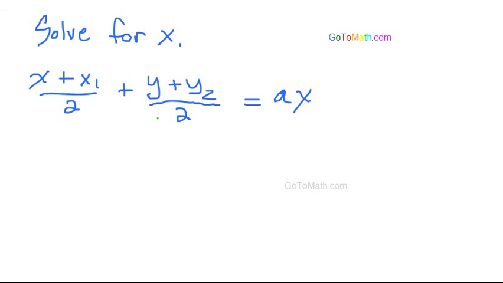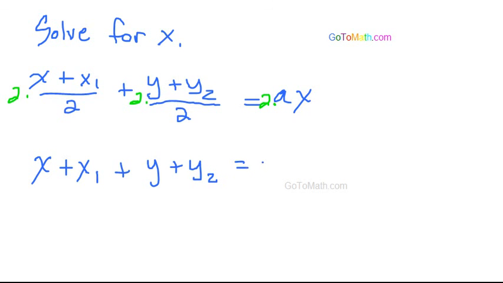Let's get rid of these 2's. That's going to be the first thing I do, and that means I'm going to multiply everything by 2. Once again, I didn't really allow myself much room there. Now the 2's are going to cancel out, so we have x plus x sub 1 plus y sub 2 is equal to 2 times ax. This way we don't have to deal with those fractions. Those are nasty.